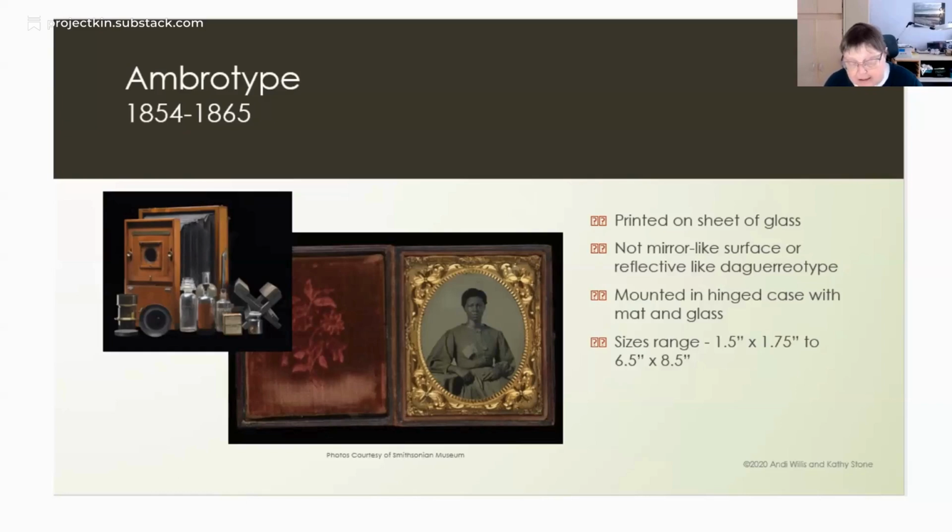Again, things that help us narrow down the time frame are the style of the mat, which changed over time, the type of glass used, and what type of preserver it had on it. Again, the preserver was something that helped save the photo, it wasn't a chemical preserver. I read that first and I thought, they put chemicals on them? And then I read it again and went, no, Kathy, that's not what that means. So those are ambrotypes. We're still back in the 1800s with types of photos.